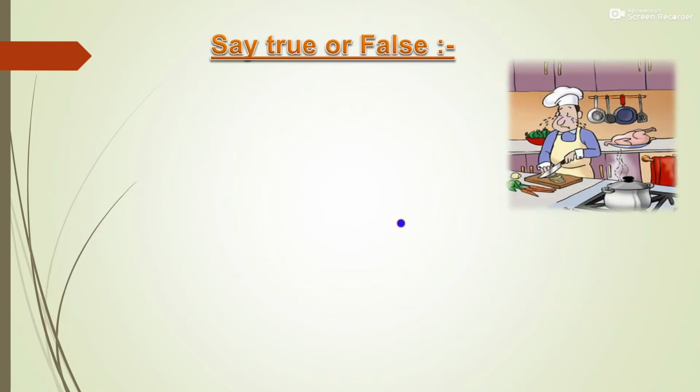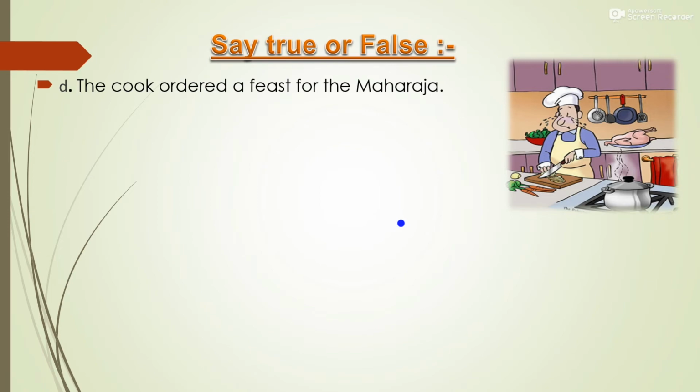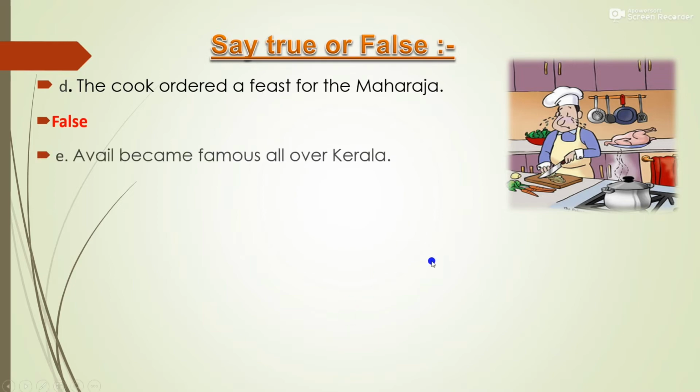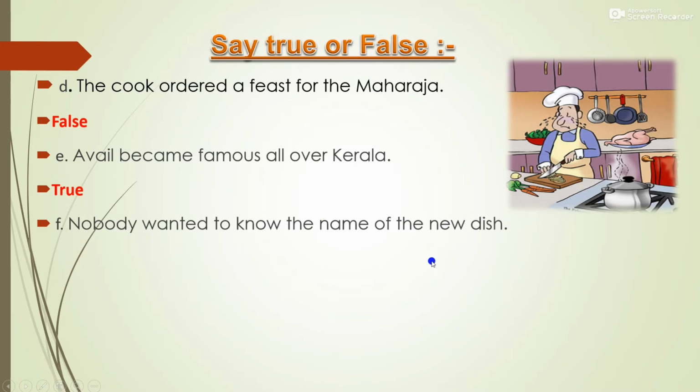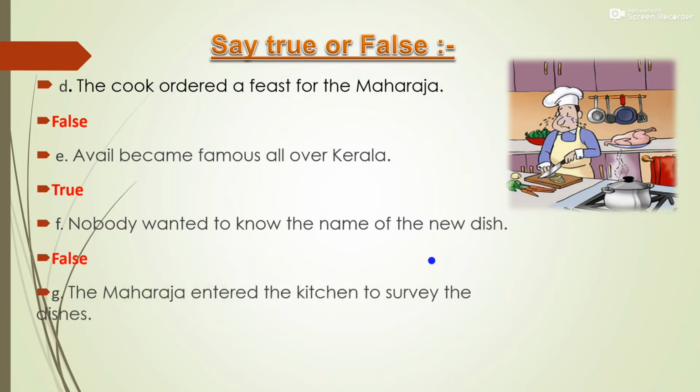Next, the cook ordered a feast for the Maharaja. No, the Maharaja himself ordered, not the cook. So it's false. Avial became famous all over Kerala. Yes, it's true. Nobody wanted to know the name of the new dish. No, everybody wanted to because the dish was very tasty. So it's false. The Maharaja entered the kitchen to survey the dishes. Yes, in the afternoon before the dinner, the Maharaja entered.